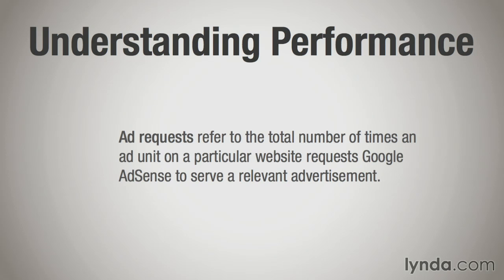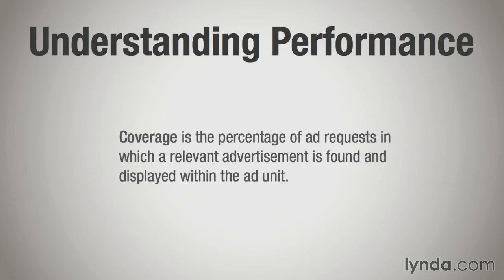Ad requests refer to the total number of times an ad unit on a particular website requests Google AdSense to serve a relevant and related advertisement. In other words, every time a user goes to a page on your website with an ad unit, that ad unit is requesting Google AdSense to put an ad inside of it. Hopefully, as we'll talk about with the next term, every time you request an advertisement to be served, one appears on your website. Because the term coverage refers to the percentage of ad requests in which a relevant and related advertisement is found and displayed within the ad unit.